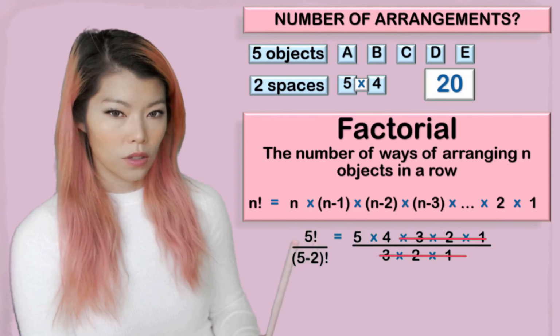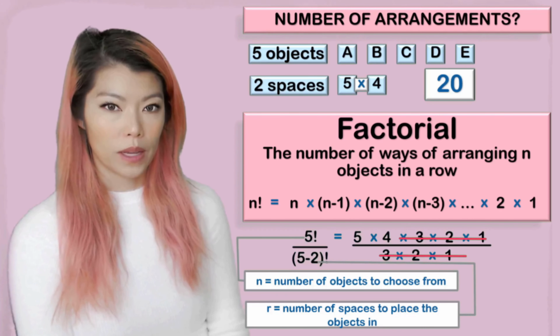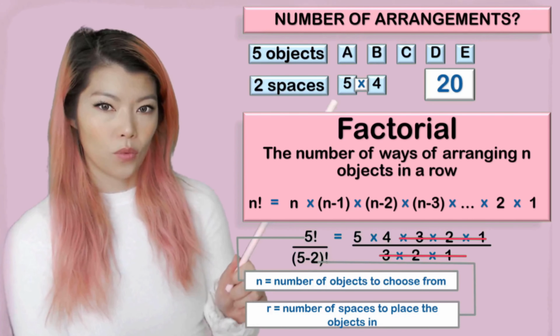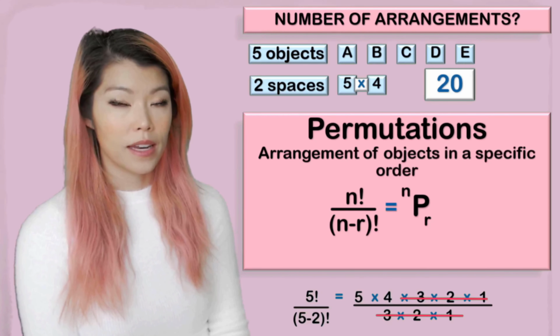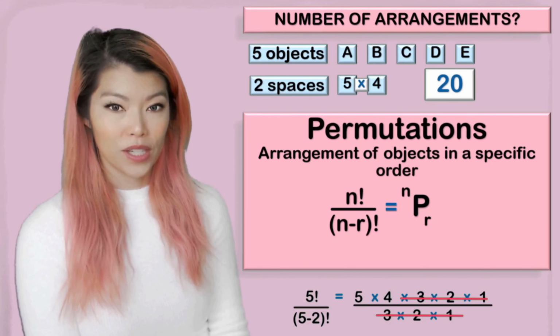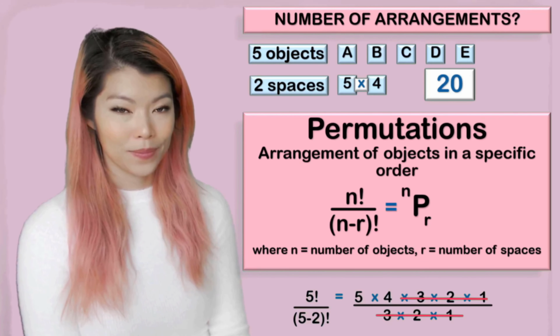So 5 is the number of objects, and we're going to do the other value. We're going to call it r, and it's the number of spaces that we have. So n, number of objects, r, number of spaces. So this is our new formula, and there's a name for it. It's called permutations. It's the arrangement of objects in a specific order, where n is the number of objects and r is the number of spaces.